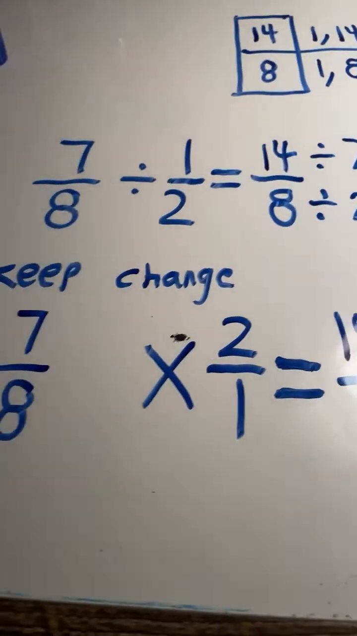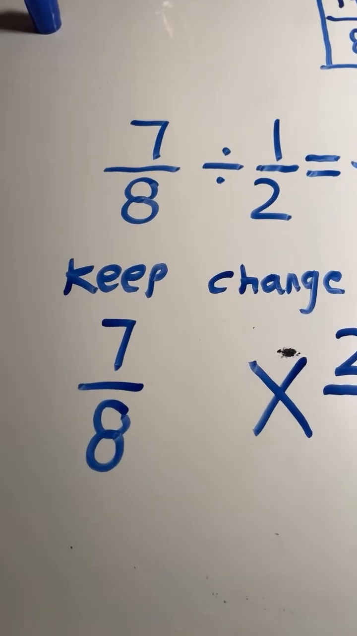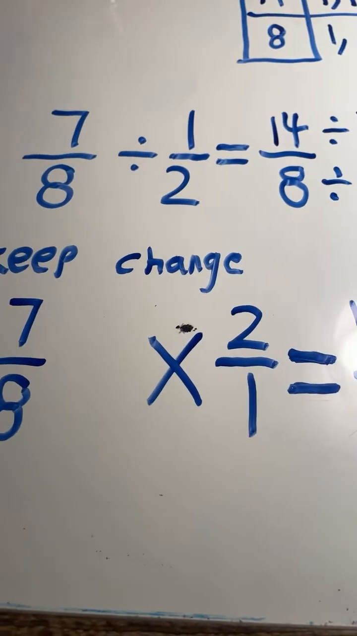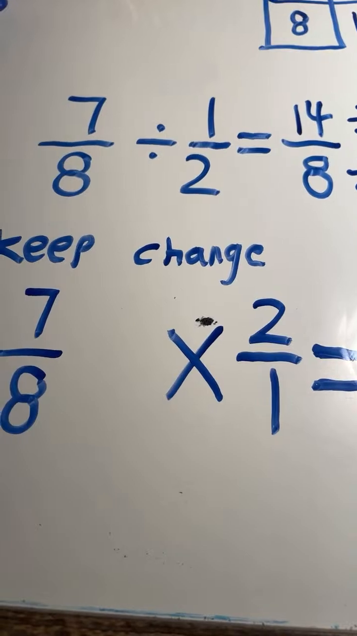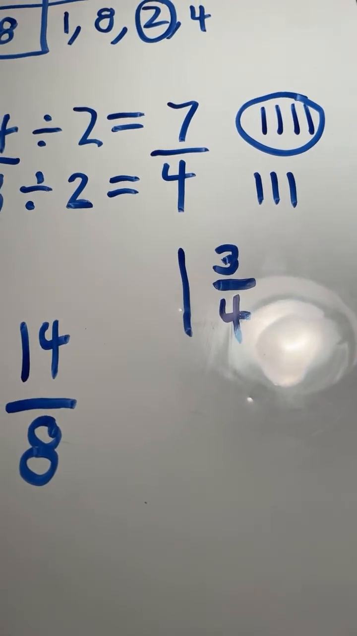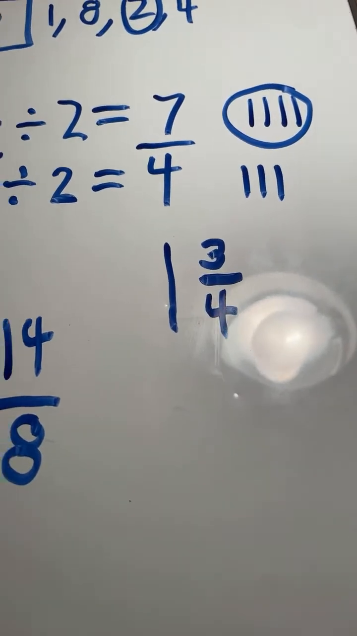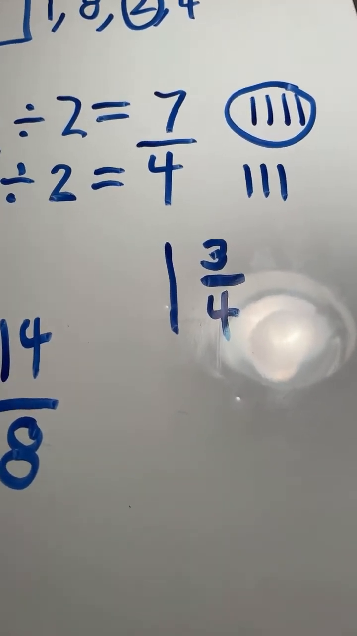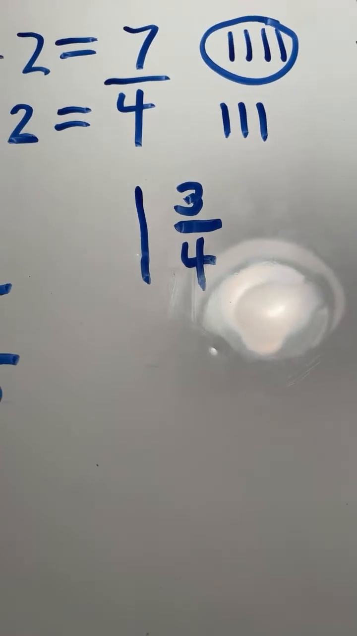So to recap, 7/8 divided by 1/2 equals 14/8. 14/8 reduced to lowest terms equals 7/4. 7/4, the improper fraction converted to the mixed number, equals 1 3/4.